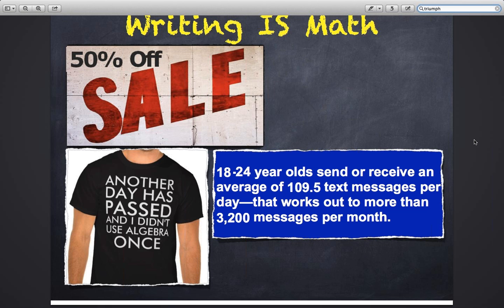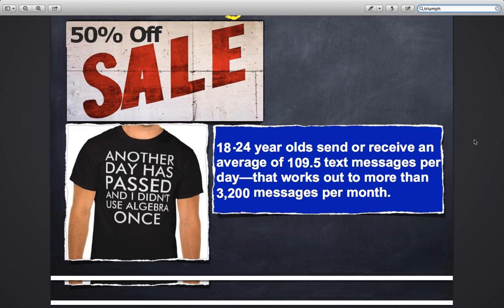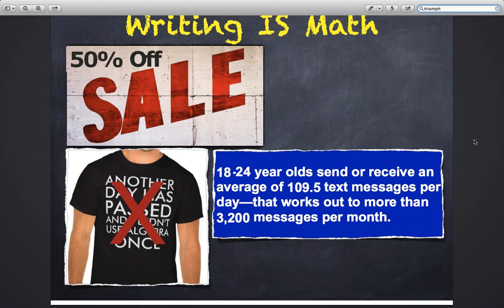I always cringe when I see somebody wearing this t-shirt. I actually just saw somebody wearing this t-shirt when I was in the airport the other day, coming back from doing a training with some math teachers. It says, "Another day has passed and I didn't use algebra once." And I always want to walk up to the person and say, you don't understand. You're using algebra every single day. In fact, you're probably using algebra right now and you don't even know it.